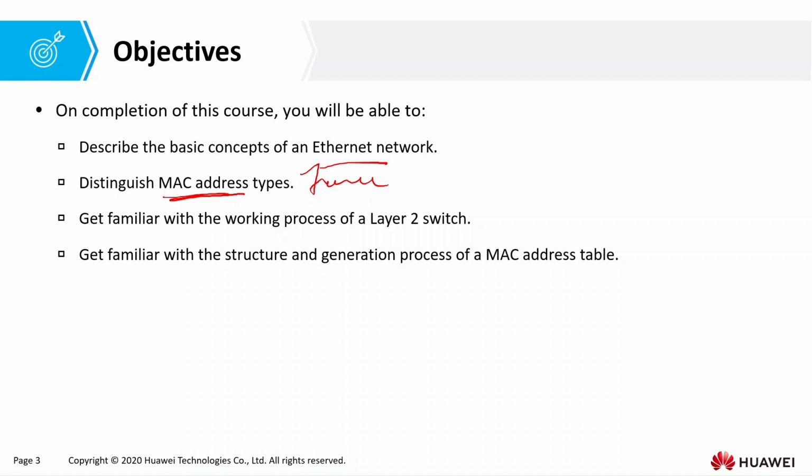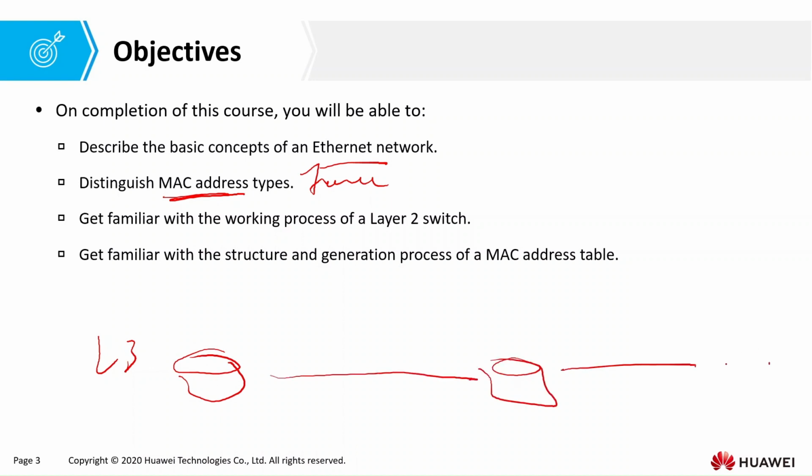Under layer 3, you have routing tables. Routers have a routing table in order to forward your packet to the next hop and on to the destination. The same thing applies to the layer 2 Ethernet switch: the switch has a MAC address table. We are going to learn how we generate the MAC address table.